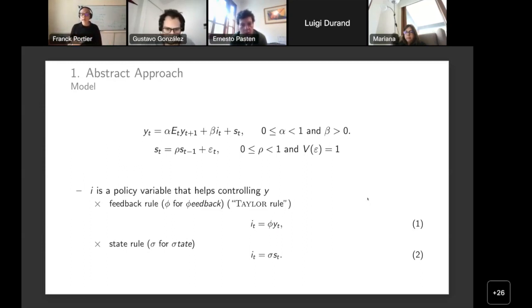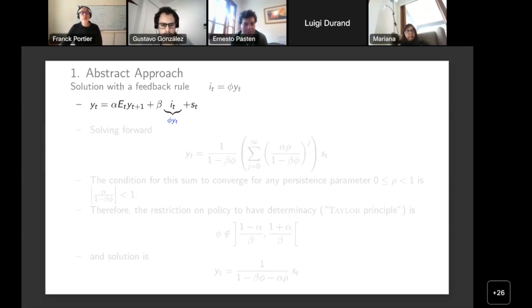To do that, I need to solve the model under my feedback rule, solve the model under my state rule, and then compare the allocations. That's easy to do, but let us do that together. And it's easier to do in this model than in the New Keynesian model because the dimension is 1 here, so it's going to be really pen and paper. Okay, so let me start.